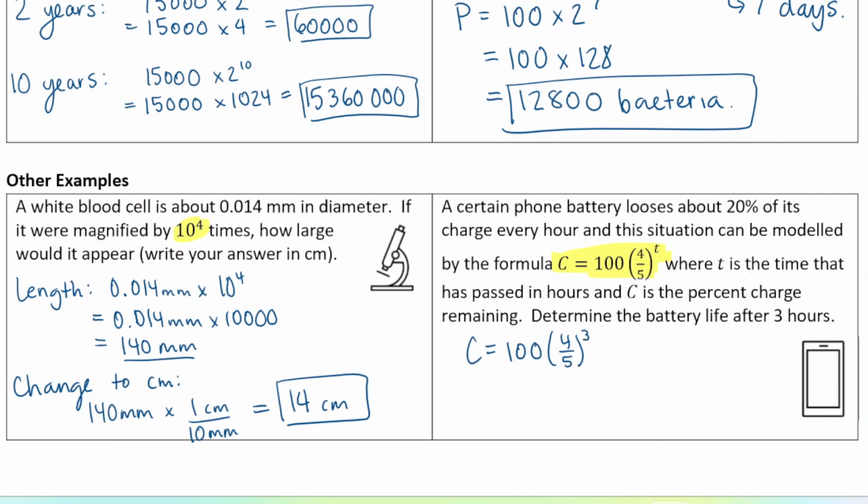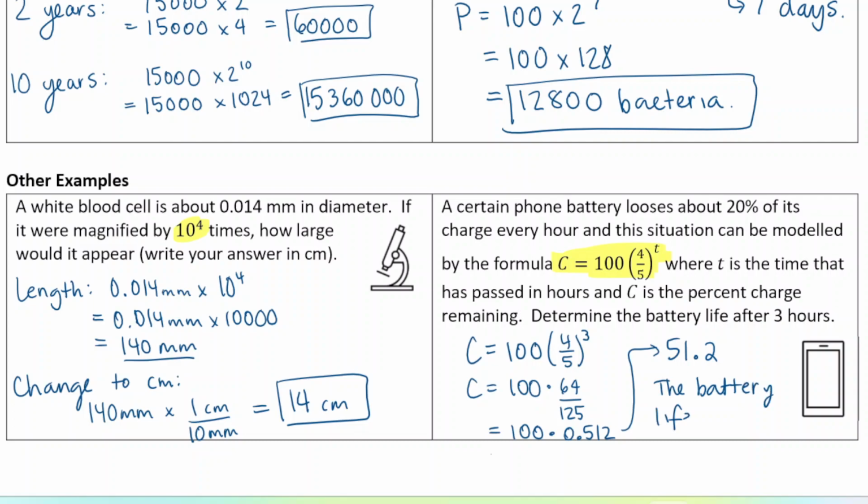Okay, we want to do the exponent first. Order of operations is important. So 4 to the power of 3 is 64. 5 to the power of 3 is 125. And if you change that to a decimal, it's 0.512. And if we multiply that by 100, it is 51.2. So the battery life will be 51.2%.